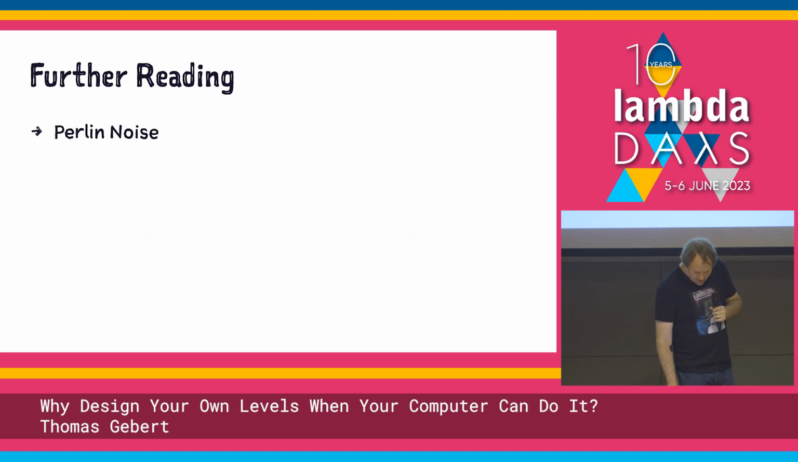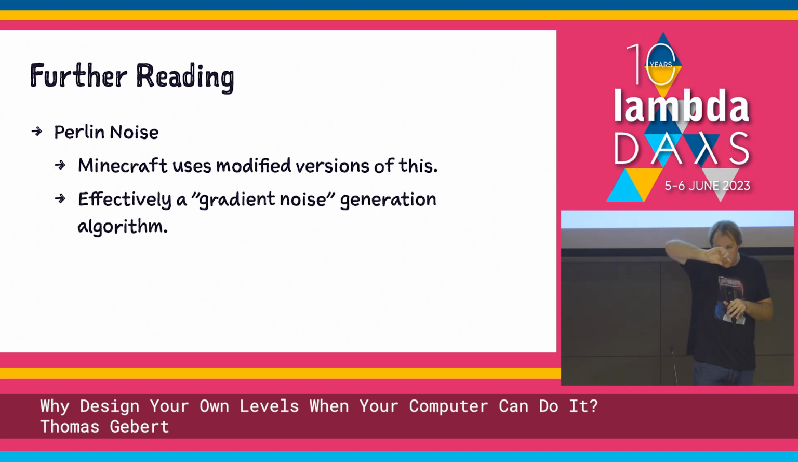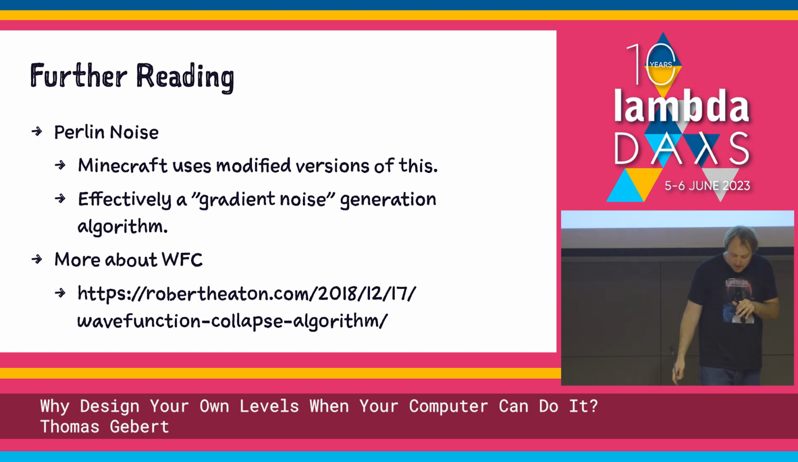Further reading on this. If you actually want to make Minecraft, they use something called Perlin noise. And Perlin noise kind of looks like TV static from old cathode ray tube TVs. Minecraft probably uses a dozen things now. Minecraft initially used Perlin noise, but sort of a gradient noise thing, so it's not just choosing an RNG for each pixel. There's a pretty good blog post about wave function collapse that's worth checking out, and you can download the slides and look at that.